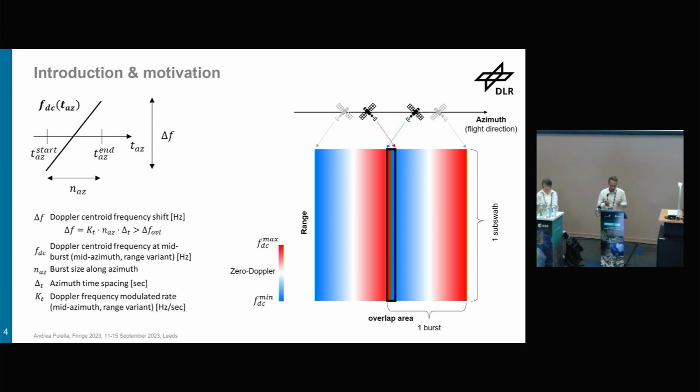In our framework, what is important to underline is that we are mosaicing the bursts, and the result will be a subswath with a discontinuity in the overlap area.